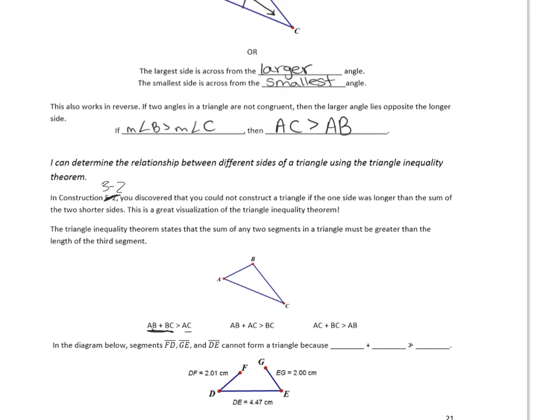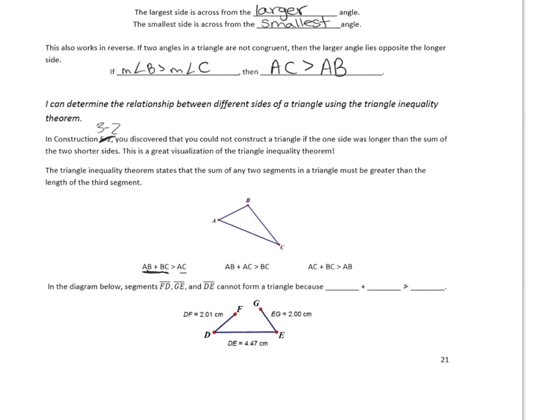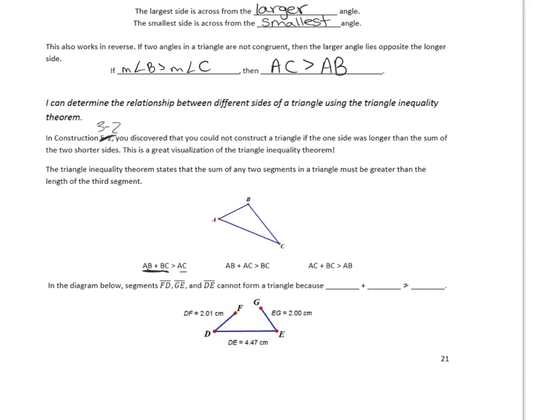In the diagram below, these segment lengths wouldn't form a triangle because side length DF, which was 2.01, plus GE, which was 2.00, those added together were not greater than 4.47. They just couldn't reach together to make a triangle. So that's what we're always looking for when we're looking at triangles.